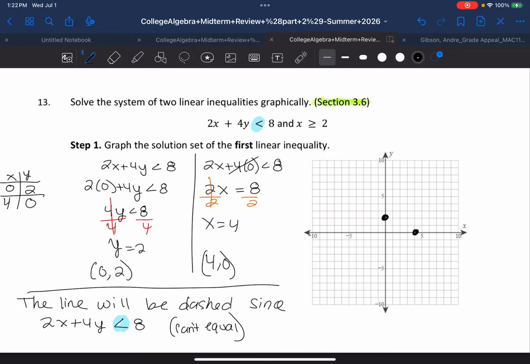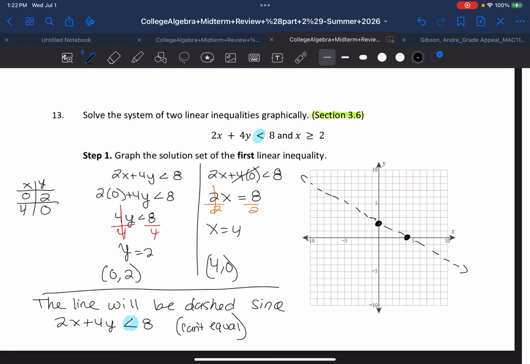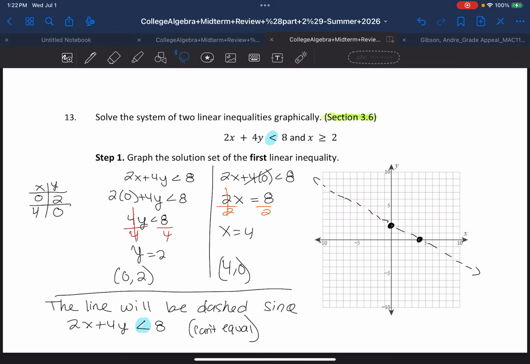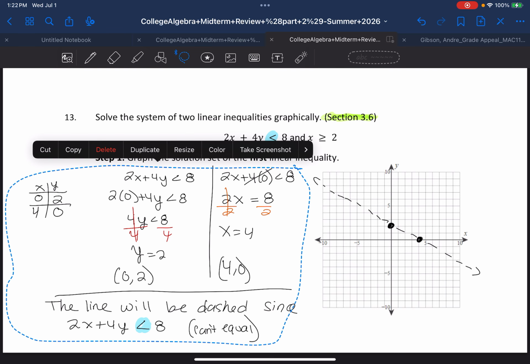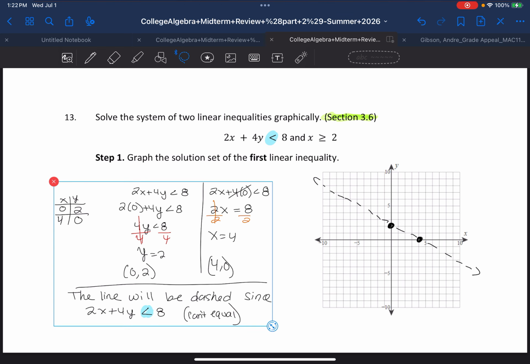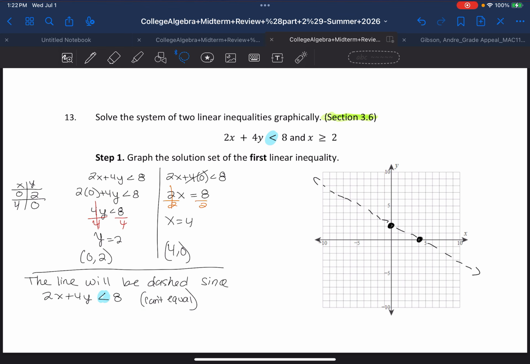So this will be a dashed line because it cannot equal. And then we need to determine whether or where to shade. So there's always three things you need to do for inequalities. You need to find 2 points in order to graph it, determine whether it is dotted or solid, and then test a test point to determine where to shade.